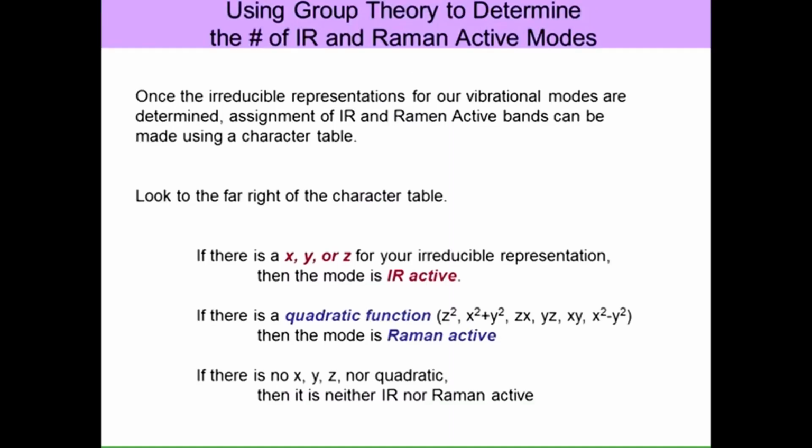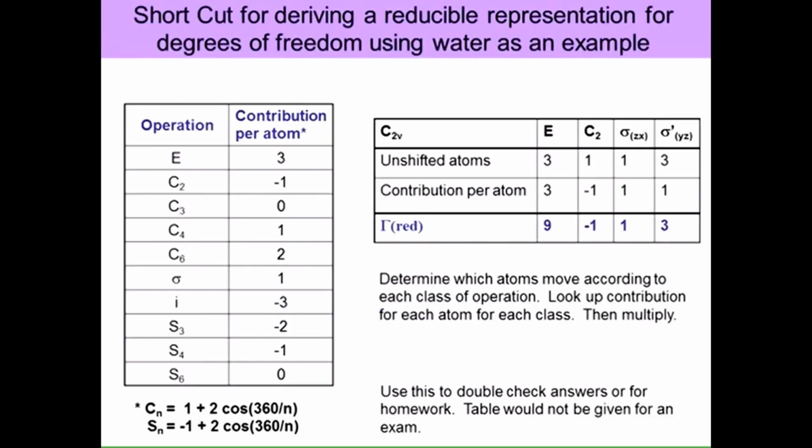Now, using group theory to determine, I have already told you that x, y, z for the irreducible representation, then the mode will be IR active. So what we have come across is that the total IR active modes are 2A1 plus B2. Is that okay?